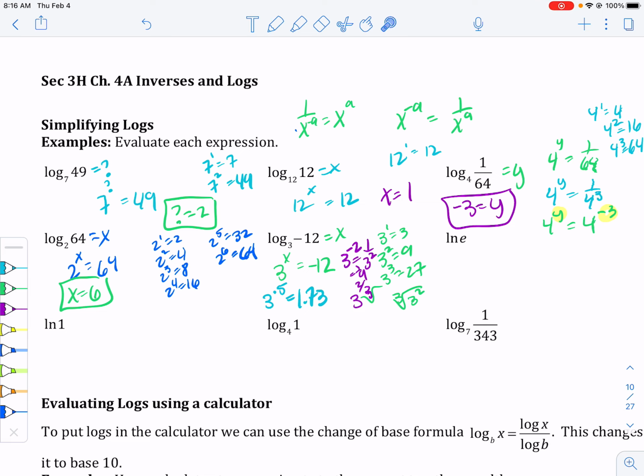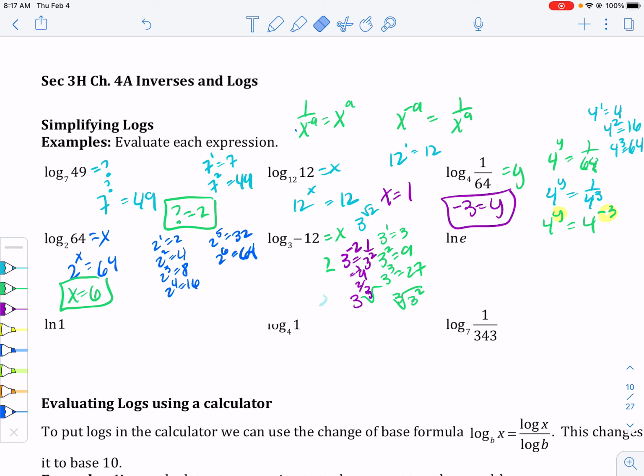So maybe we could try a root, like 3 to the square root of 2. I'm just going to use my calculator. If we do 3 to the square root of 2, I get 4.729, which doesn't get us to negative. Okay, so we've tried a whole bunch of different kinds of numbers, and the reason that none of them are working is because this is not possible, right?